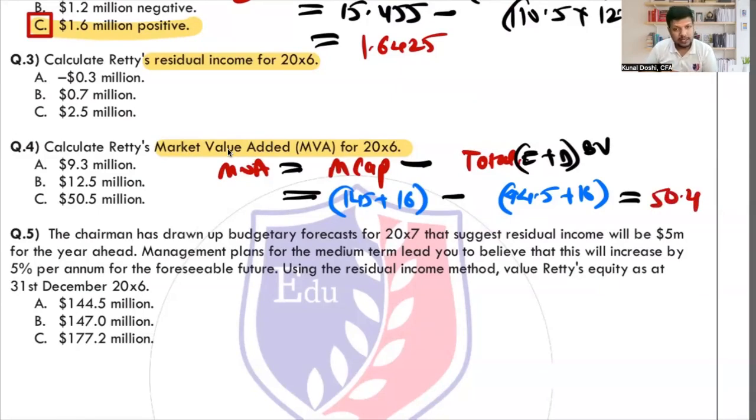Correct? Are you getting this answer? 94.5 plus 16 and 145, everyone. So it should be 50.5. Clear, everyone?